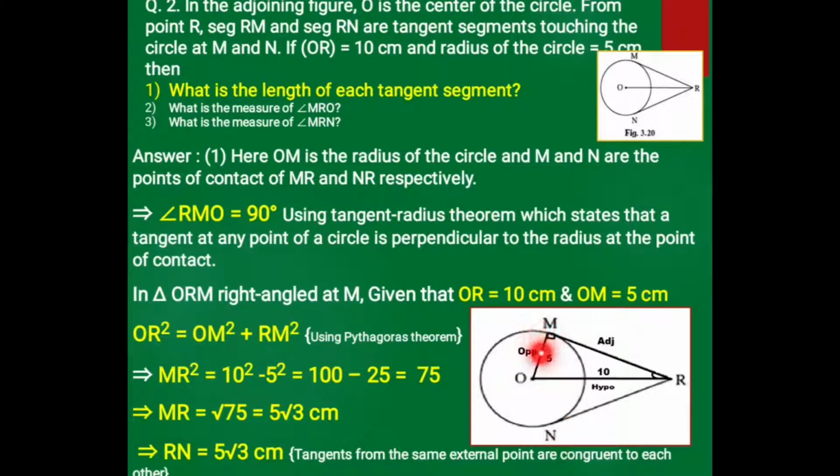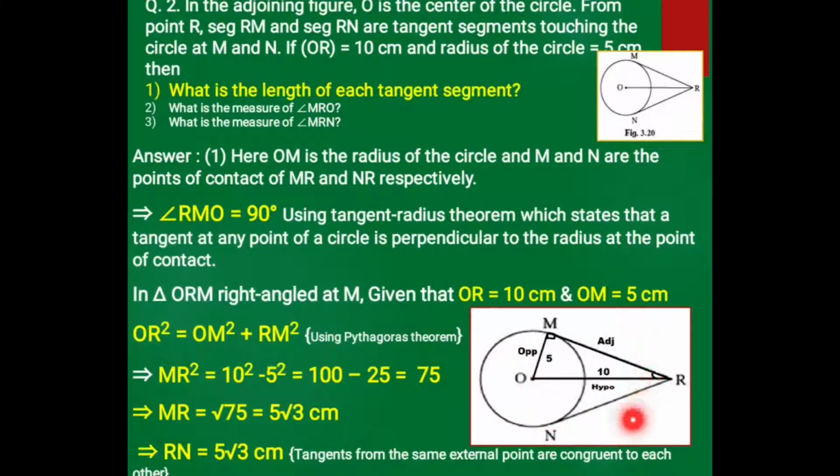So first we consider only triangle ORM, because tangent segments are congruent. If we find the value of MR, from that we get the value of NR. So we complete triangle OMR. Join M with O. This is a radius which is given, which is 5 centimeter. This OR is given, which is 10.